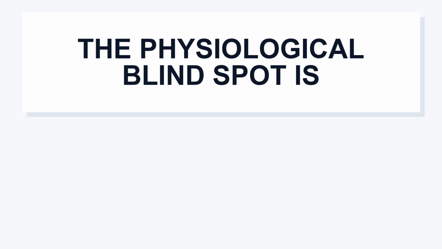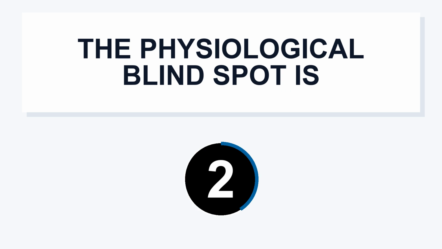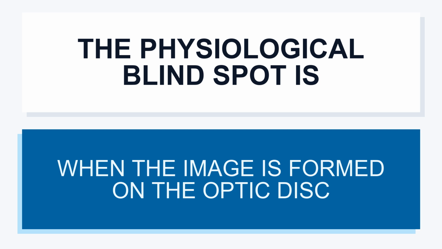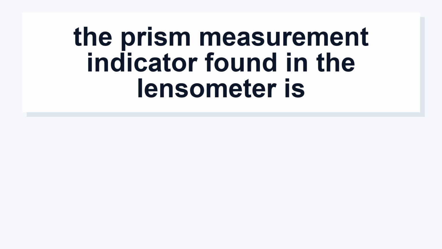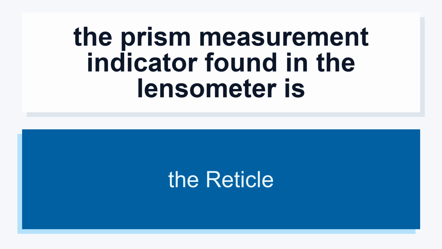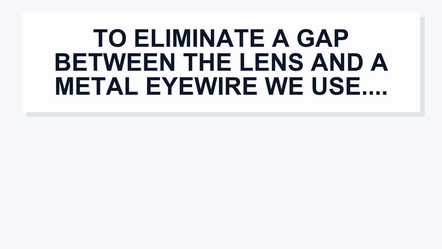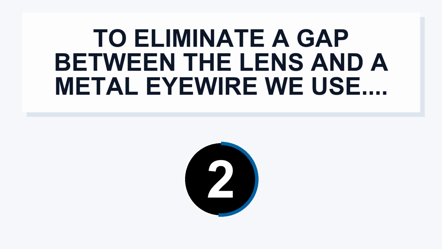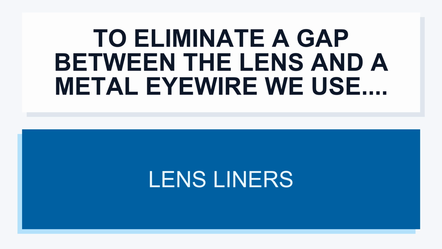The physiological blind spot is when the image is formed on the optic disc. The prism measurement indicator found in the lensometer is the reticle. To eliminate a gap between the lens and a metal eyewear we use lens liners.